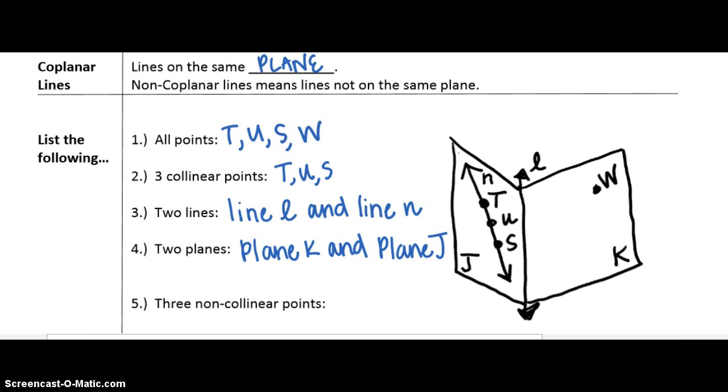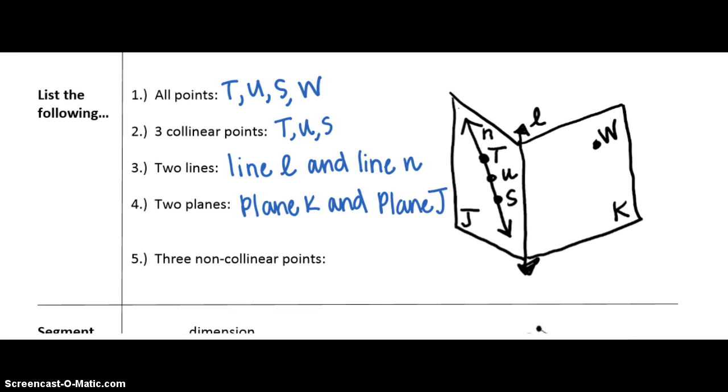And then the last thing here that they're asking us about is 3 non-collinear points. Now this just means that one or more of your 3 points have to not be on the same line. So you could say T, U, and W, because T and U are on the same line, but W isn't. So these 3 points all together are non-collinear.